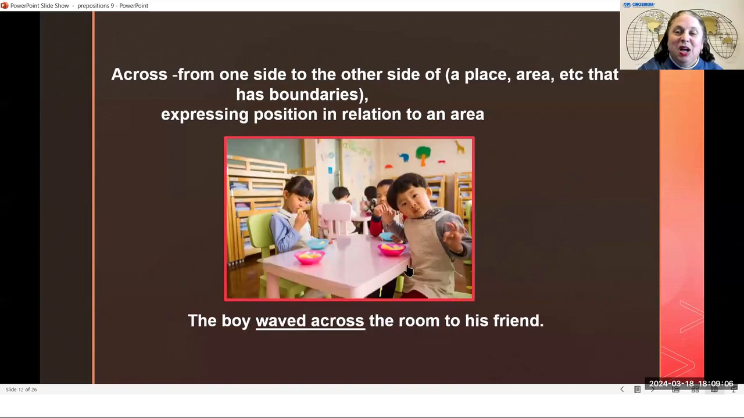This is a less common use, but it's possible. Here he is waving his hand to say, hello, hello. So he waved across the room to his friend. He is on this side of the room, and his friend is over near where the camera is. His friend is on the other side of the room. So from one side of the room where this boy is to the other side of the room where his friend is, he's waving across the room at his friend.